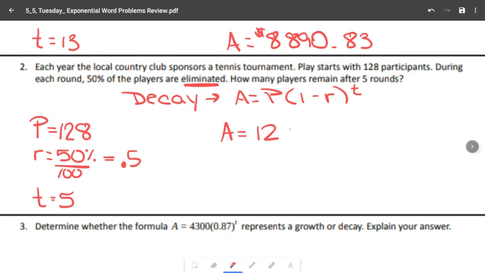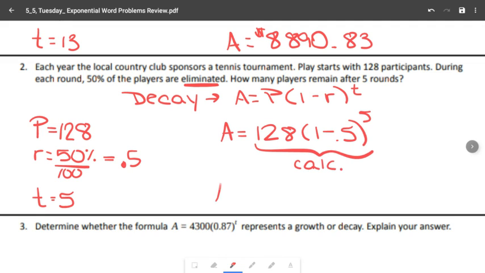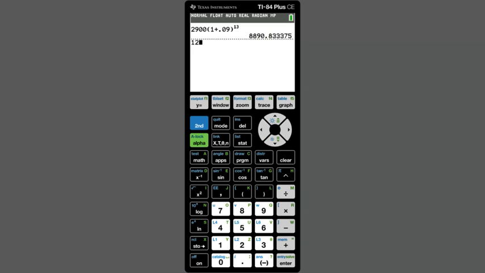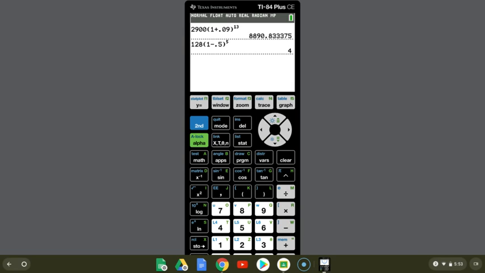So plug in all of the numbers straight into the formula. And then again, we're going to take this and plug it straight into our calculator. So 128 times 1 minus 0.5 to the 5th power, and we should have 4.